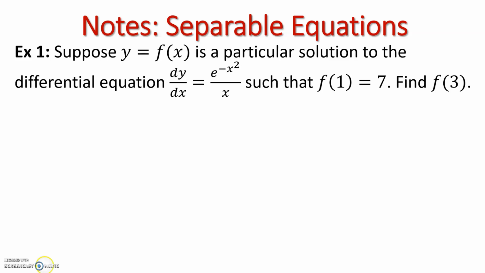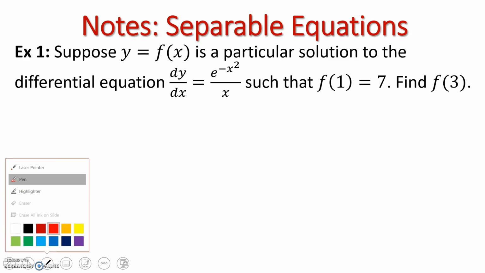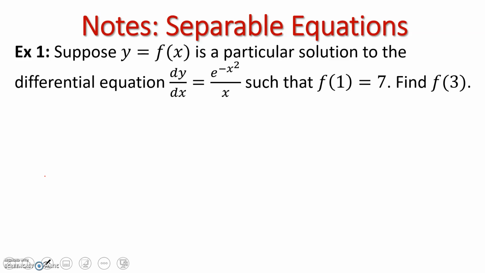So we're going to take a look again at a differential equation, and we are going to separate it just like we did yesterday. You'll notice that both parts on the right-hand side are in relation to x, so we will not move either of those. We will simply move the dx to the other side. So we get dy is equal to e to the negative x squared over x dx. And then we will integrate both sides of the equation.